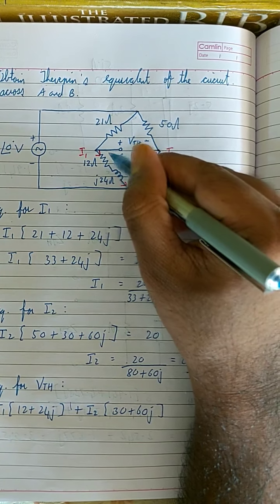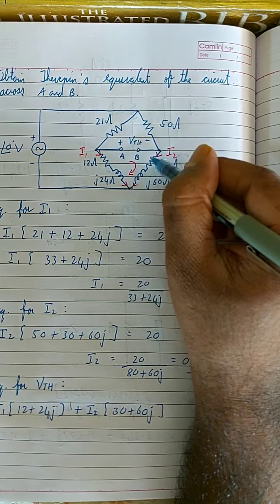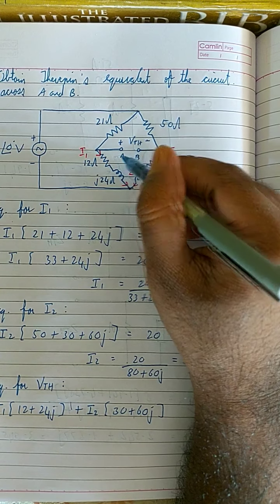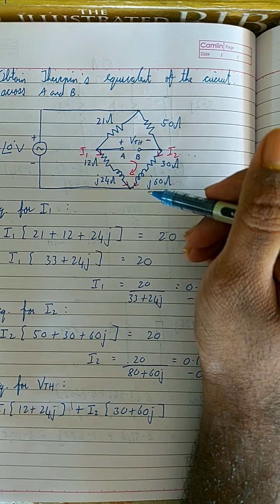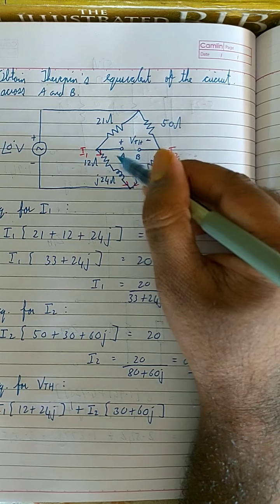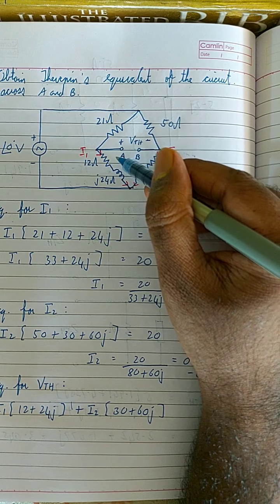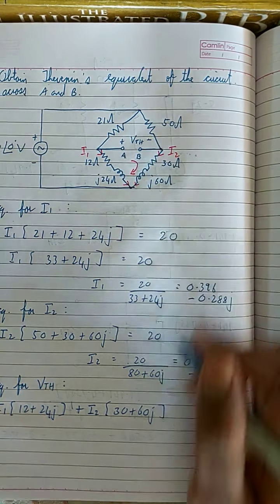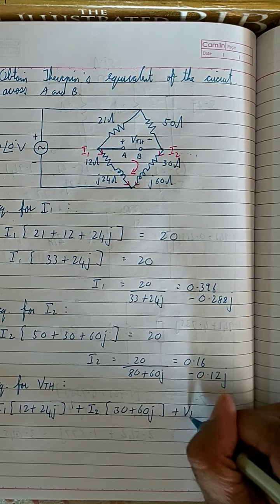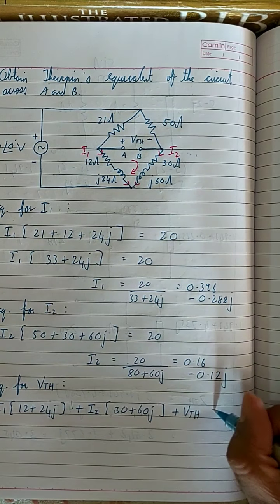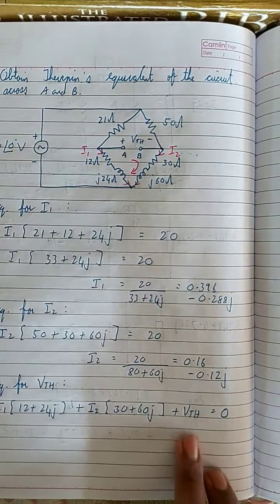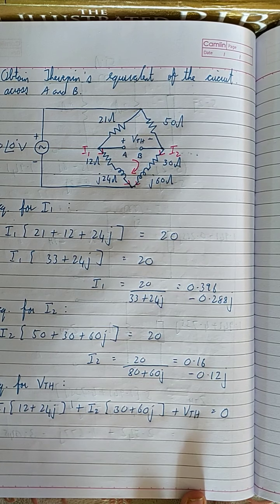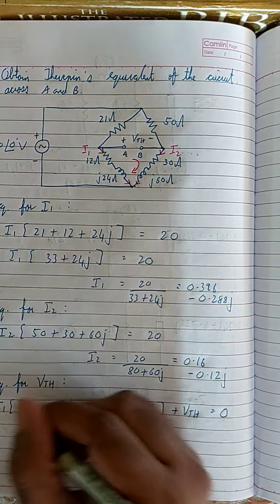So it is flowing in this branch from left to right, or from a higher potential to a lower potential, which is what a current is supposed to do, right? It is supposed to always flow from a higher potential to a lower potential. So therefore it is plus VTH. There is no voltage source, so this is equal to 0. This is the equation. So from here I can now find the value of VTH.